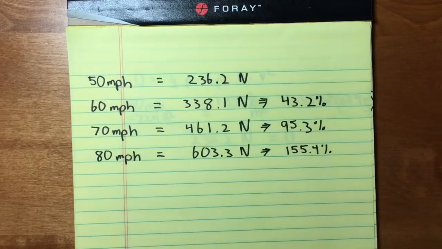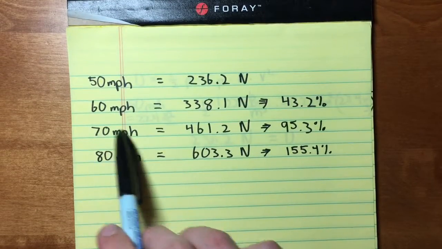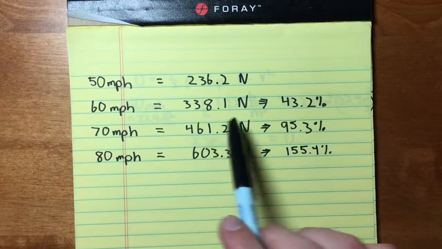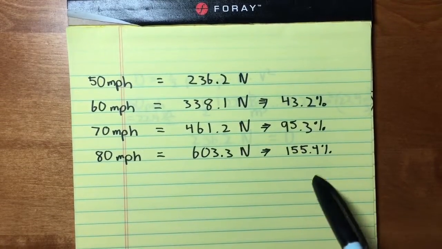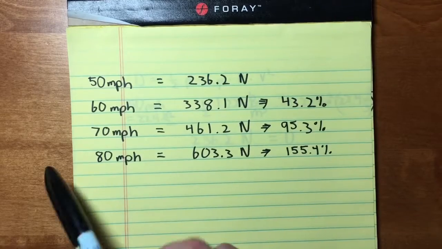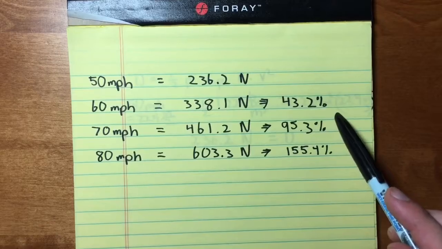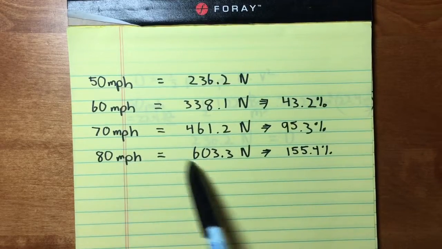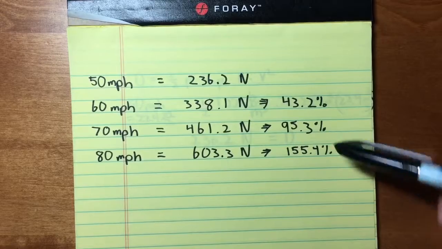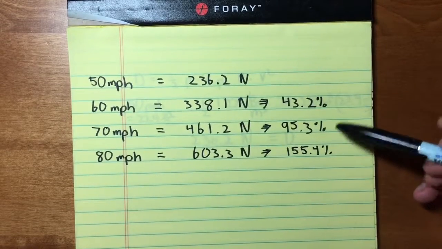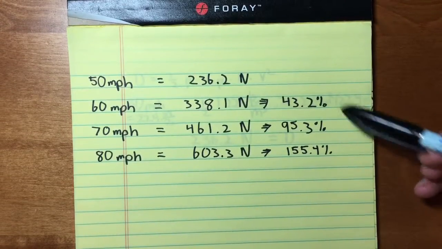And so I've done the math for 3 other speeds, and we can compare the force values for each of these speeds. So at 50 miles an hour, we just did 236 newtons. And when we go up to 60 miles an hour, 338 newtons. This is a 43% increase. So just from that 10 mile an hour increase, you'll increase your gas usage or your drag by almost 50%. And when you go up to 70 miles an hour, 461 newtons, the force you have to overcome is almost double of what you are at 50 miles an hour.